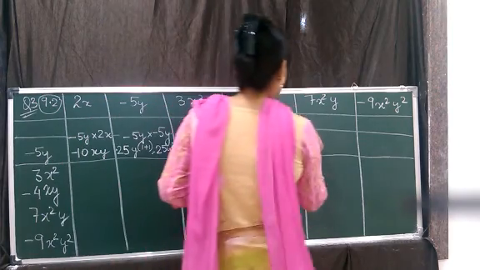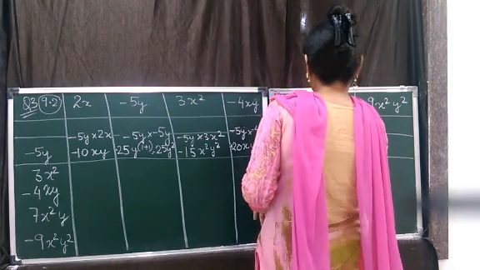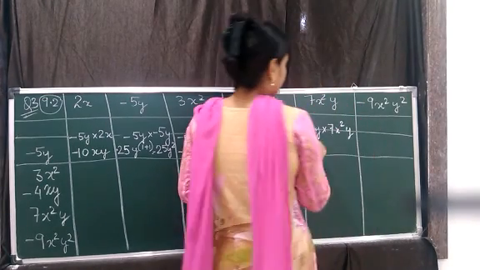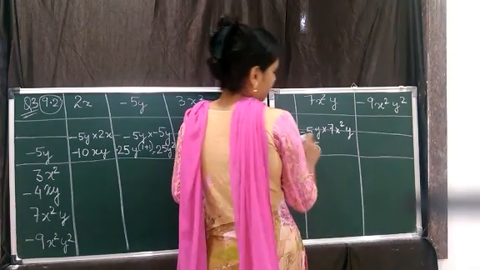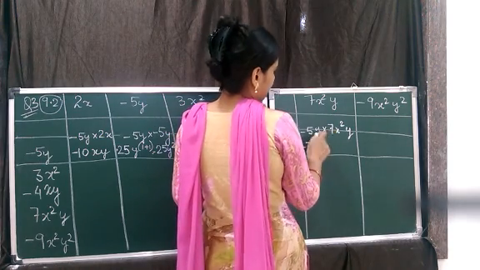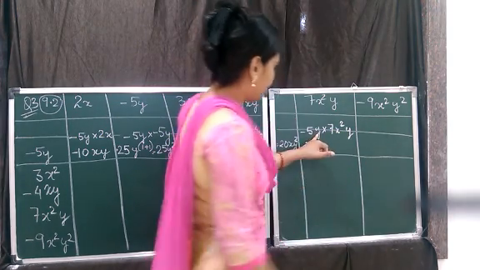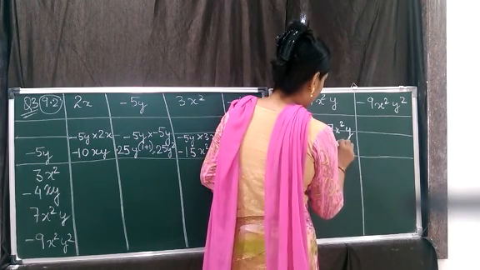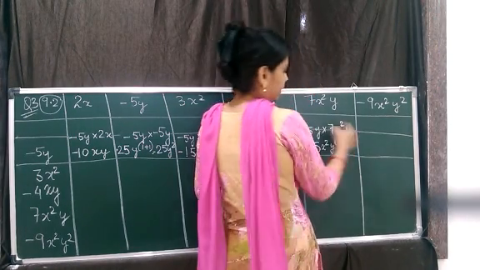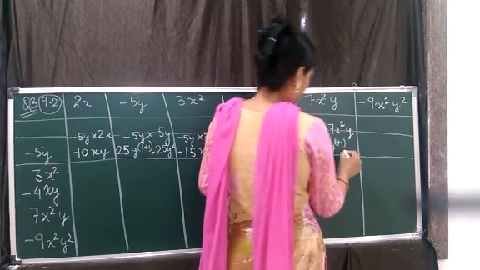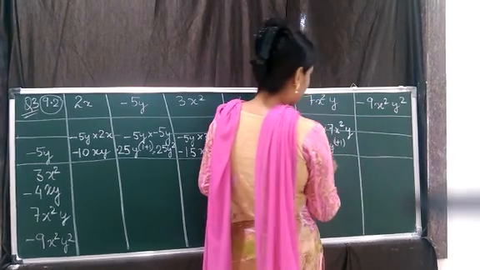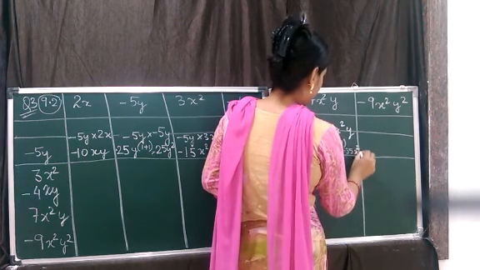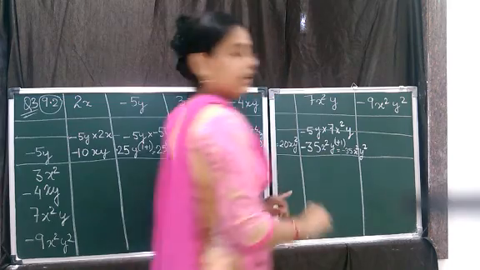Then minus 5y is multiplied by 7x square y. 5 7s gives us 35. Minus into plus gives us minus. Now x square is alone here, no x here. So x square remains x square. And y's power gets added, 1 plus 1 which gives us 2. So the answer comes out to be minus 35x square y square.